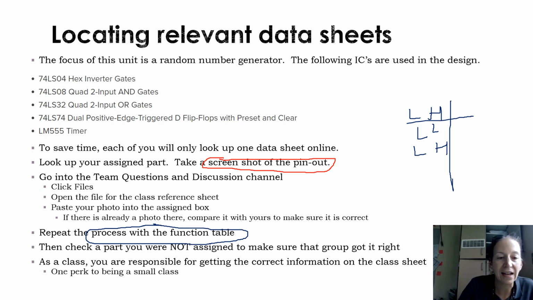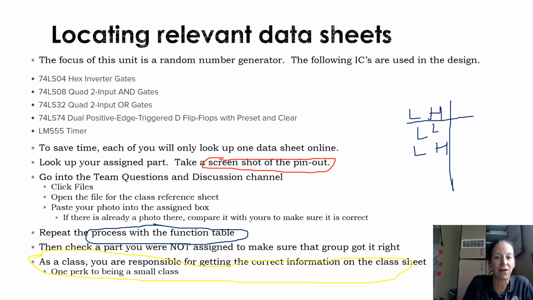As a class, you are responsible for getting the correct information on that sheet. So it's kind of a class project. The work has been divided up, but if you don't trust your classmates, then you want to go in and double check and make sure they have the right thing. So it's going to be a class grade.